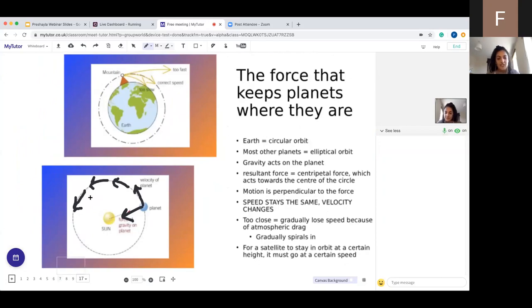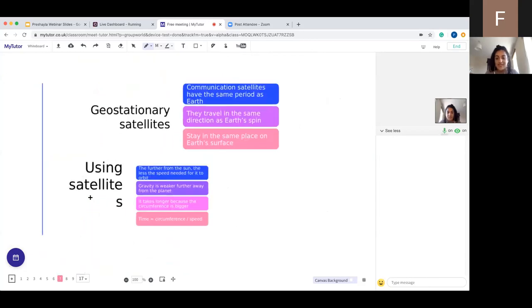So geostationary satellites are an example of a satellite which needs to stay at a constant height above the Earth. Geostationary satellites are really important for communications because they stay at the same point on the Earth. So the Earth is rotating and the satellite is moving at the same speed that the Earth spins and in the same direction. So if it travels at the same speed in the same direction, their orbits constantly match, which means that the satellite is constantly above the Earth at the same point all the time.